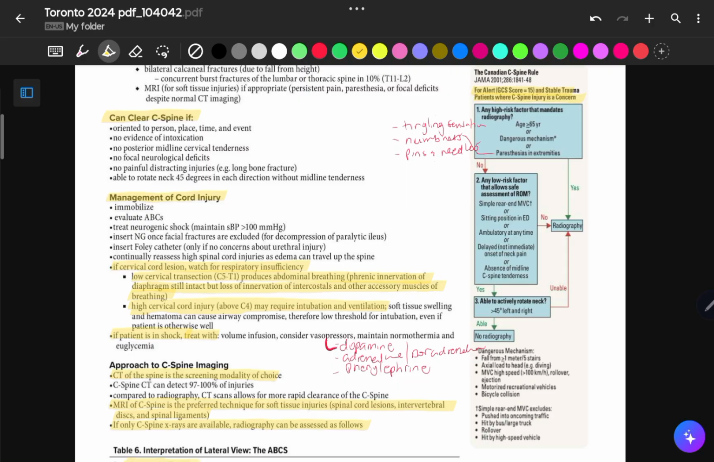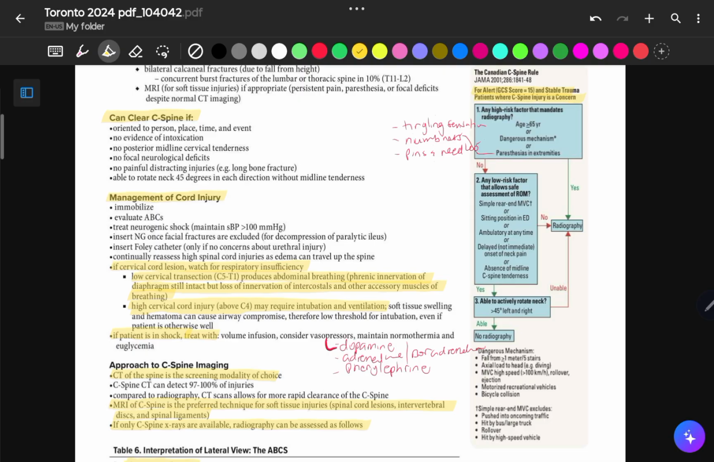So, what are the high risk factors that mandate radiography? Number one, a patient more than 65 years old. They had a dangerous mechanism, such as a fall from more than 1 meter or 5 stairs, an axial load to the head, for example diving and then getting into an accident, or a motor vehicle collision at high speed, more than 100 kilometers per hour, or the car rolled over during the incident, or the patient was ejected from the vehicle. They need to have imaging.